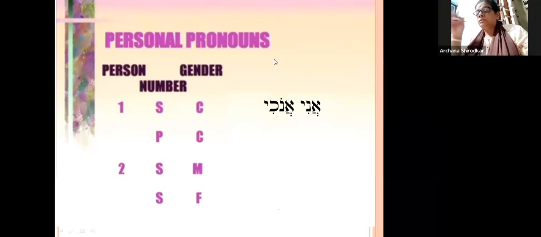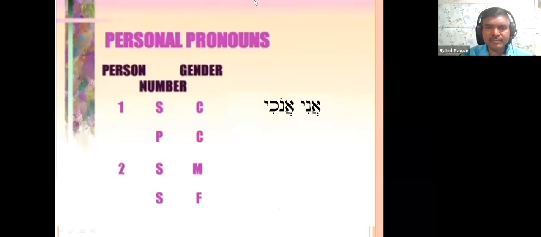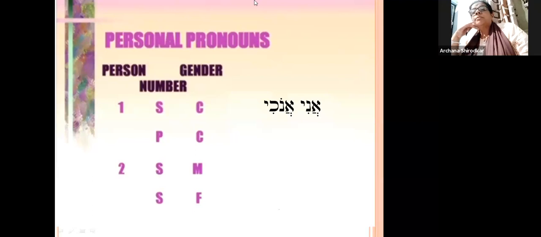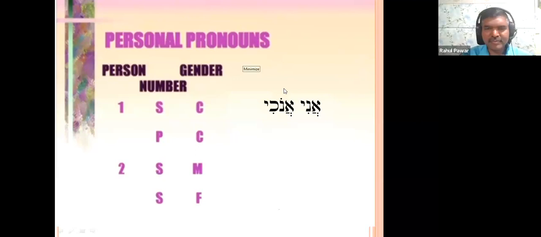For example, shamar means what? What is the meaning of shamar? Shamar means he kept. All the verbs are in third person masculine form. Shamar means he kept. Now shamar is the verb. If I want to say I kept, what will I use? I kept.